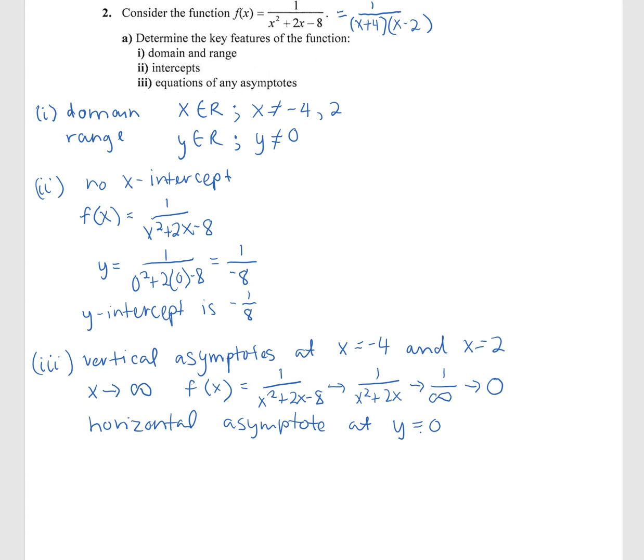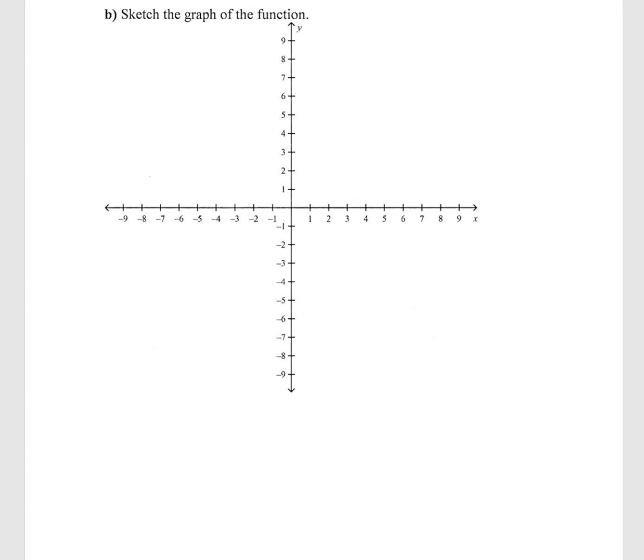Okay, so we've answered the questions in part A. Now let's move on to part B. So part B asks us to sketch the graph of the function. So let's put in what we know about this function. We've said that we have vertical asymptotes at x equals -4 and x equals +2. So I'm going to sketch those in as dotted lines.